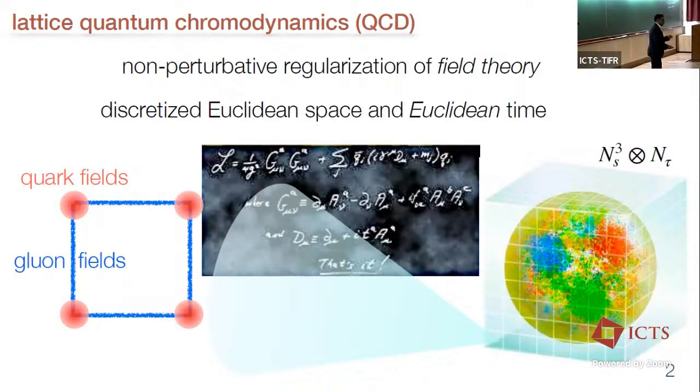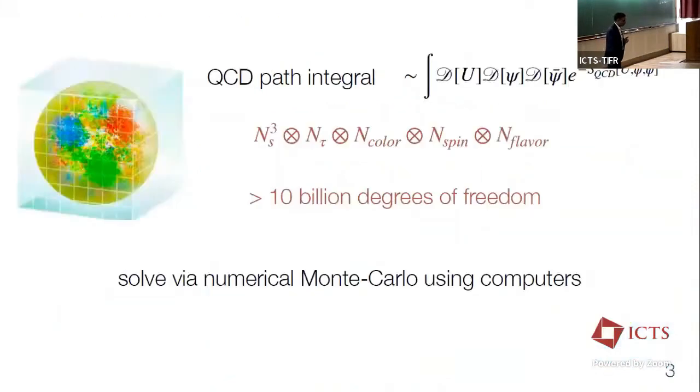And the way we do it is we discretize space-time. The time is an Euclidean time, not the Minkowski real time. And then, as usual, we put everything, which Nilmani already described, in a box, with NS number of points in each space direction and N tau number of points in each Euclidean time direction.